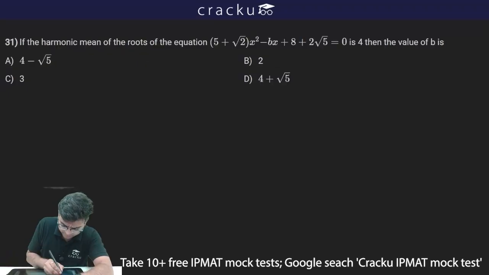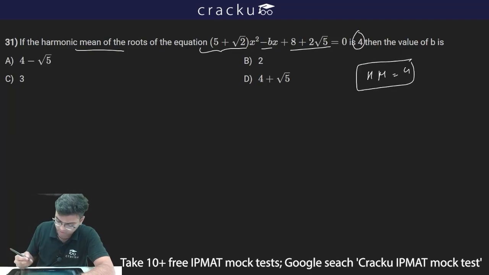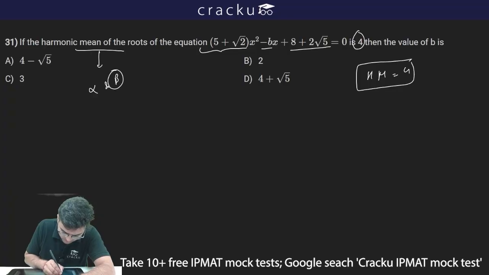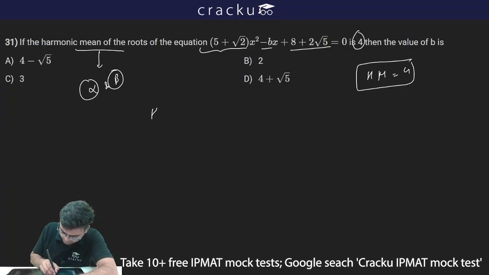The next question is saying if the harmonic mean of the roots of the equation (5 plus under root 2)x square minus bx plus 8 plus 2 root 5 is equal to 0 is 4. What is the harmonic mean? Harmonic mean of the roots is 4. Let's say the roots are alpha and beta. These are the two roots, alpha and beta. So what will be the harmonic mean of the roots?